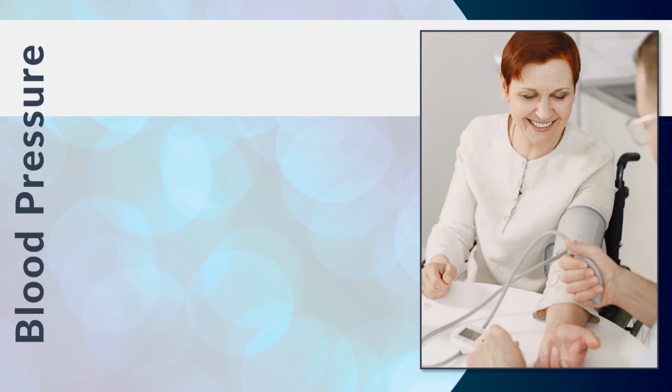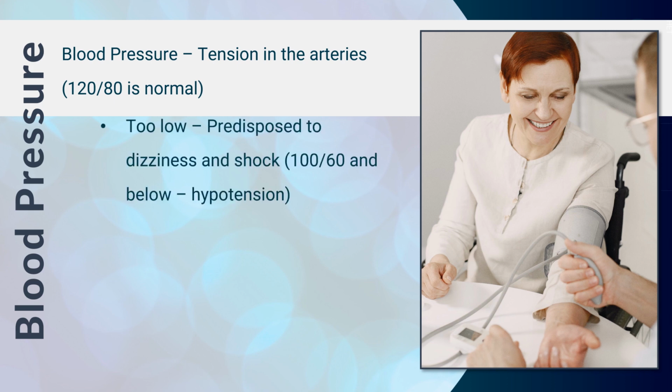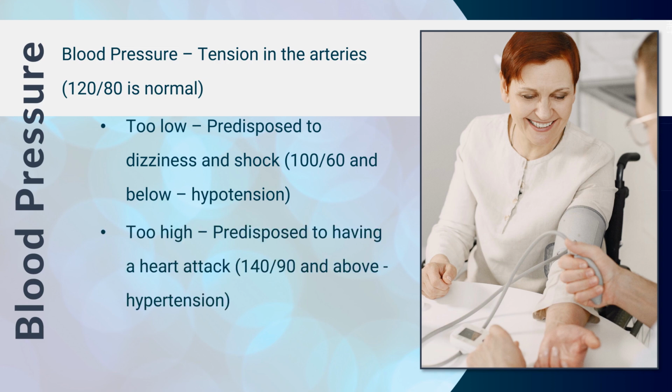The second one is blood pressure. We just spoke about blood pressure being the tension in the arteries. We want to maintain a certain blood pressure, because if it's too low, you're predisposed to dizziness and even, I would say, shock. If it's too high, you're predisposed to having a heart attack or a stroke. So you want to ensure that your blood pressure is normal.